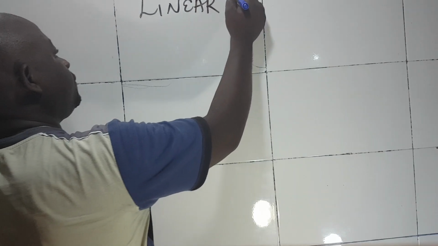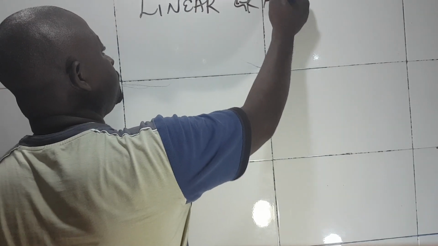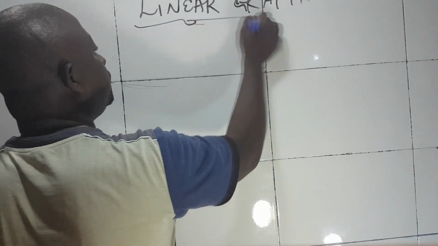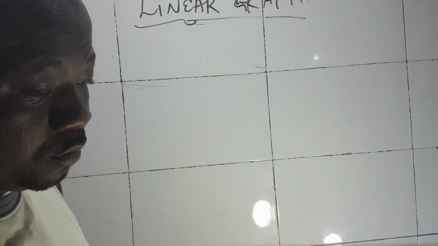I remain Salumaj, and today we're talking about the subject mathematics. Under mathematics, we'll be talking about the linear graph. You are in science class. I would want you to pay attention to this topic.